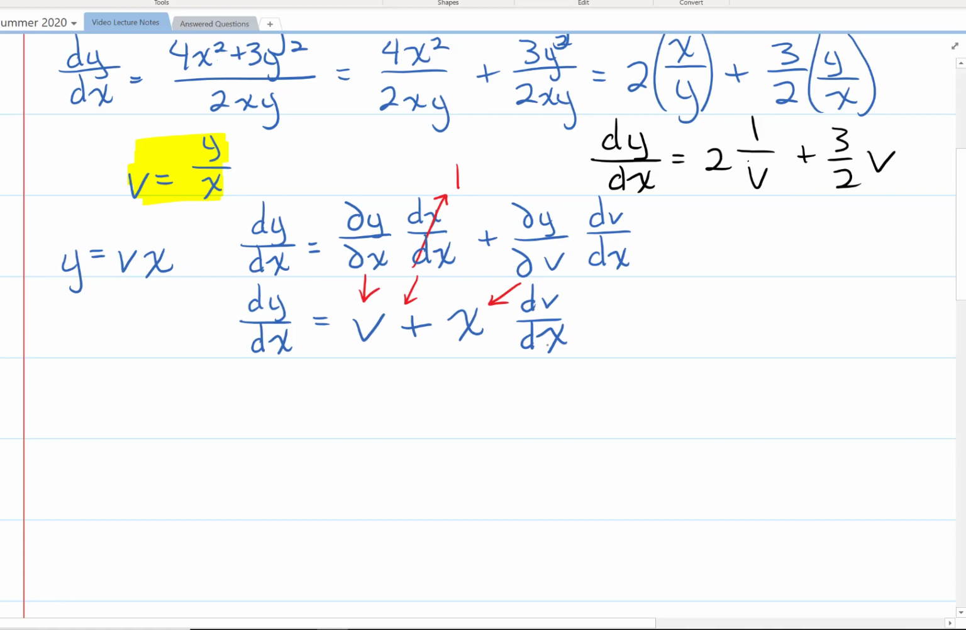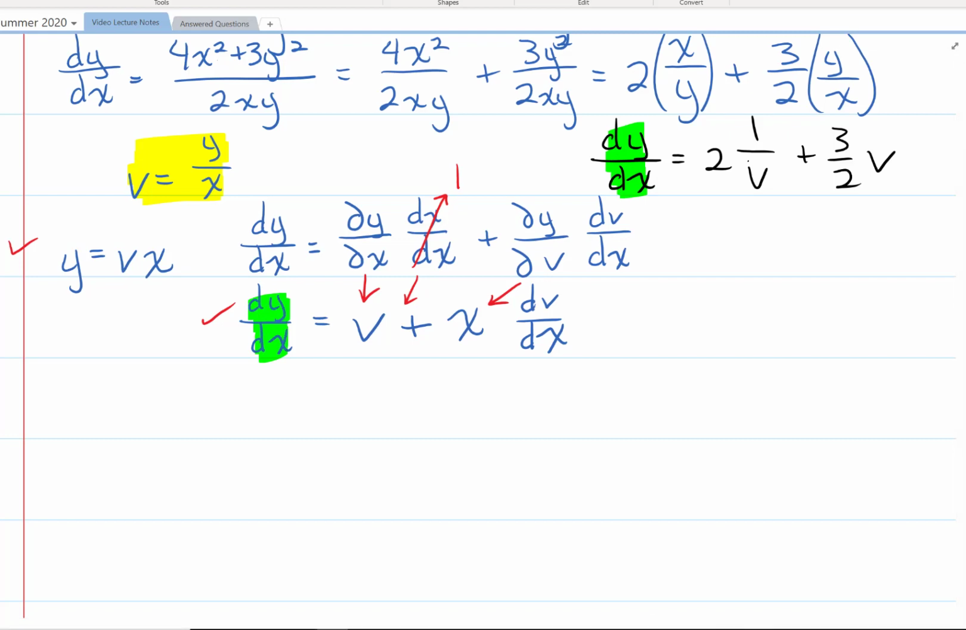Okay, now the good news is this. That is always the case. This substitution always leads to this value of dy/dx. All right, and so we're going to substitute that in for what it is equal to. This goes right there.